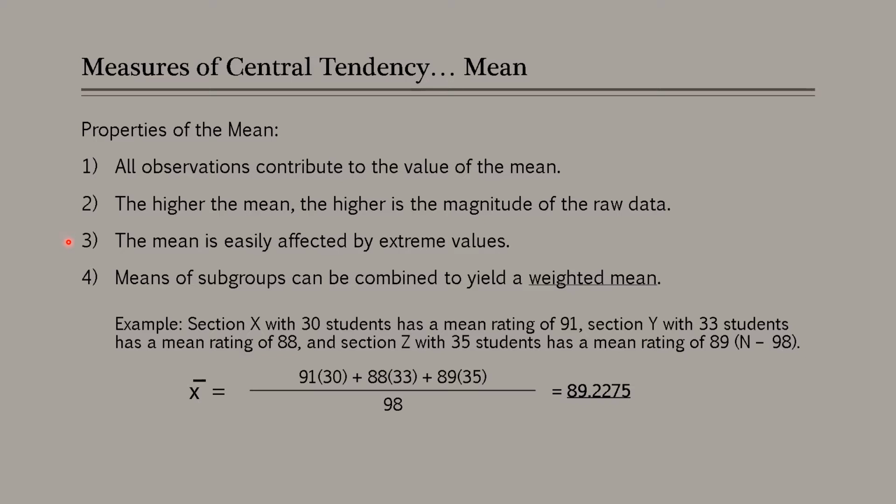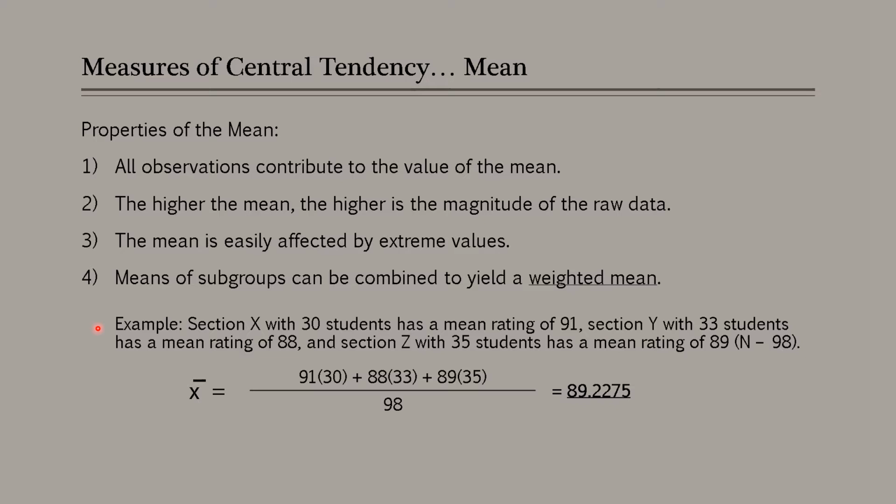And lastly, means of subgroups can be combined to yield a weighted mean. For example, Section X with 30 students has a mean rating of 91, while Section Y with 33 students has a mean rating of 88, and Section Z with 35 students has a mean rating of 89. Our total population, therefore, is 98.